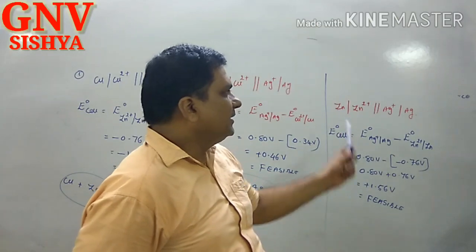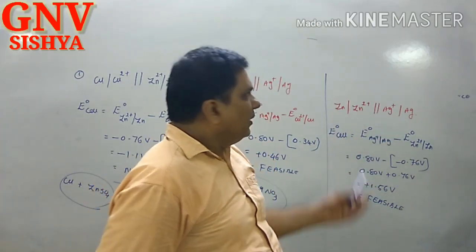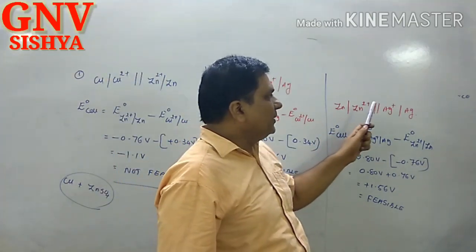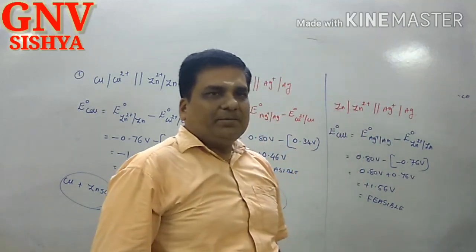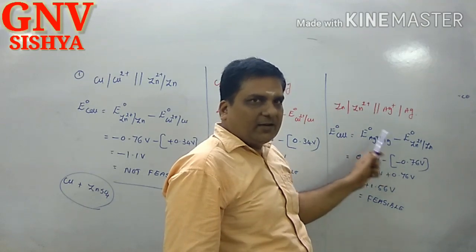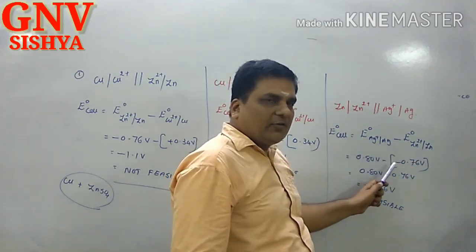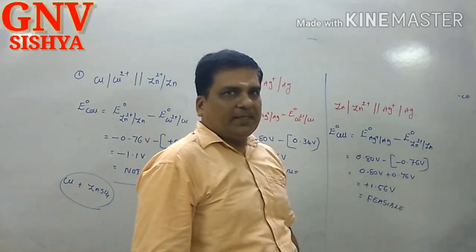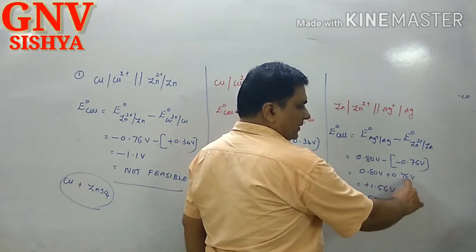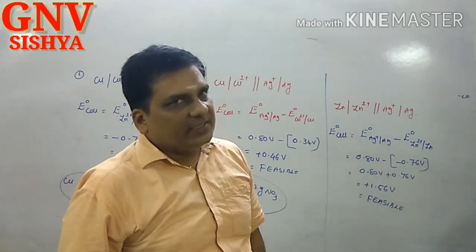Next one, this one. This is zinc silver cell. Surely this is feasible because zinc is more electropositive than silver. Zn bar Zn2 plus alternate Ag plus bar Ag. E naught of the cell is E naught of Ag plus bar Ag minus E naught of Zn2 plus bar Zn. This is 0.80 volt minus of minus 0.76 volt. Correct? So minus of minus plus: 0.80 volt plus 0.76 volt is 1.56 volt. The EMF is positive, the cell is feasible.